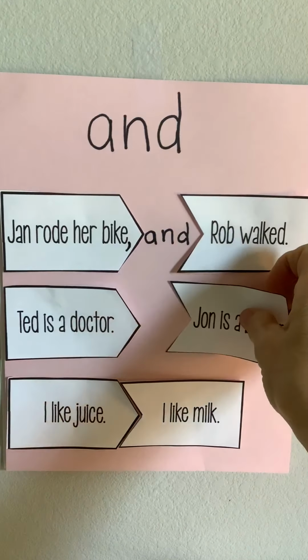All right, our last one says, I like juice, I like milk. So it's talking about the same person and two different things that they like. So we can also use the conjunction and. I like juice and I like milk. That means that you like both of them. If you were going to use the conjunction but, it might sound like I like juice, but I don't like milk. But we're talking about two things that we do like. So we would use the conjunction and. I like juice, comma, and I like milk.